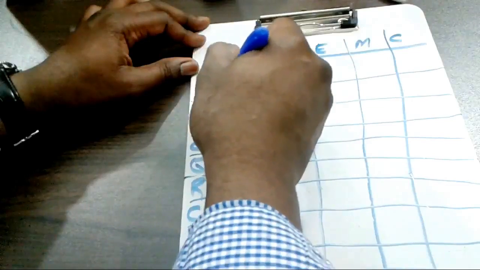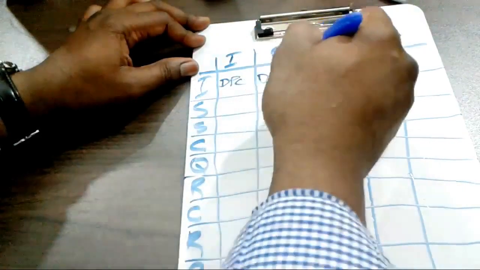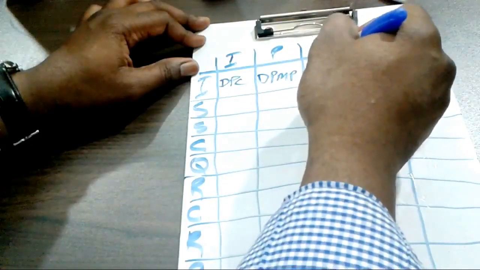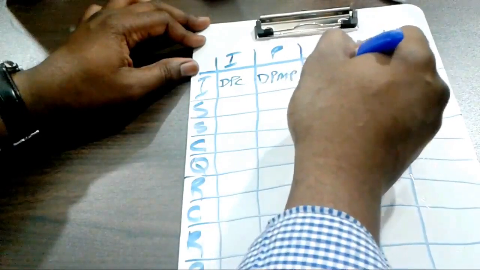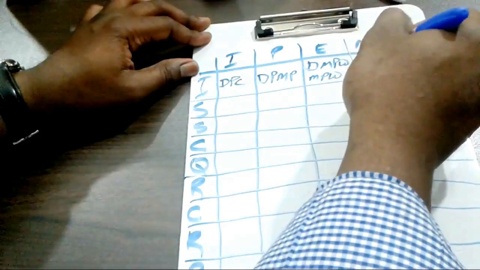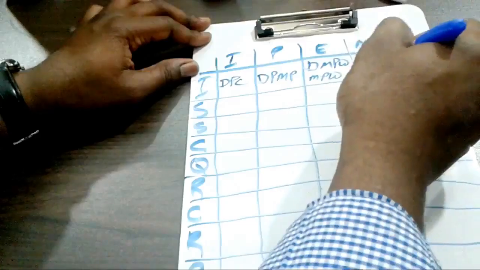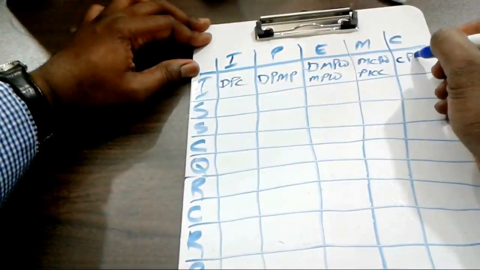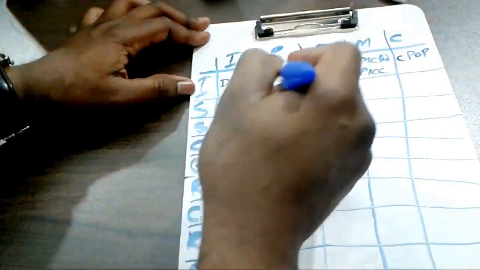All right, so integration. DPC, develop project charter. DPMP, develop project management plan. DMPW and MPW and MCPW and PICC. Okay, and CPOP. Okay.